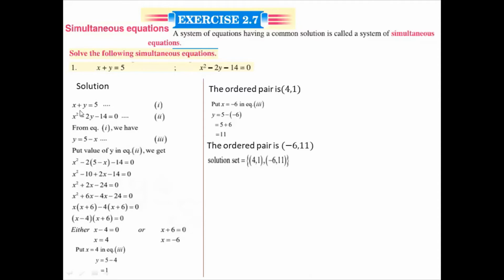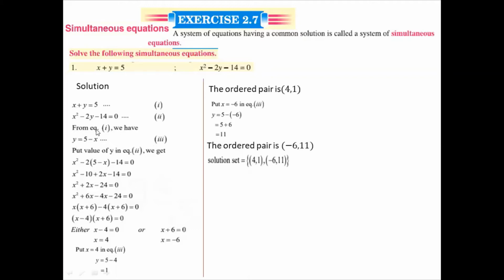The first equation is equation number 1. The second equation is equation number 2. From equation number 1, we can write y in terms of x. So we can shift this x to the right hand side of the equation. So y is equal to 5 minus x. This is equation number 3. Now put the value of y in equation 2.